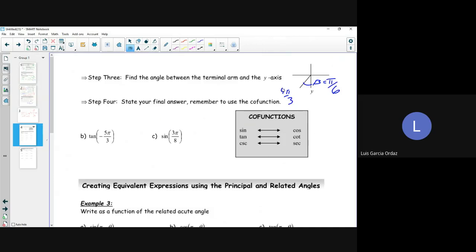These are rules, so you'll obviously have this on your assignment. Sine is a cofunction to cosine, and cosine is a cofunction to sine. Tan is with cotangent, cotangent is with tan. Cosecant is with secant, and secant goes hand in hand with cosecant. So you have secant of 4 pi over 3 is equal to negative cosecant of pi over 6.